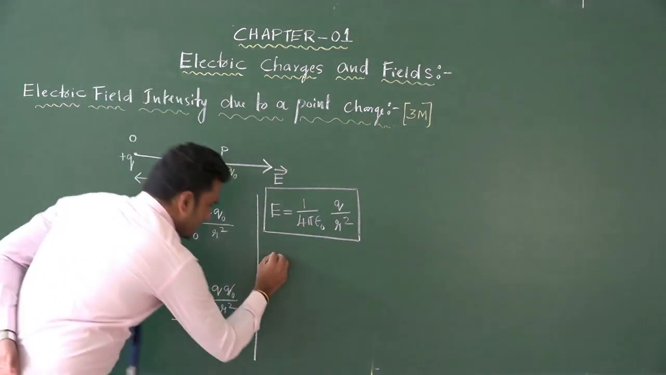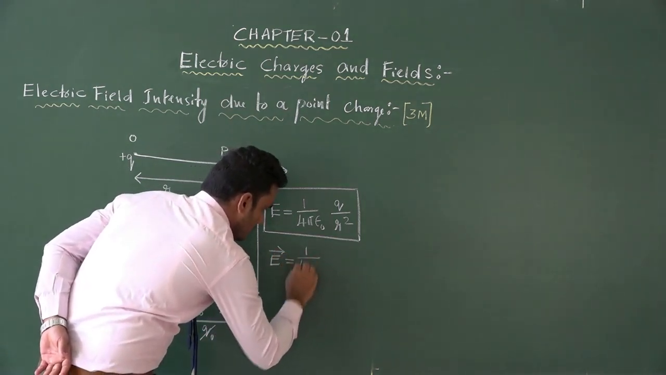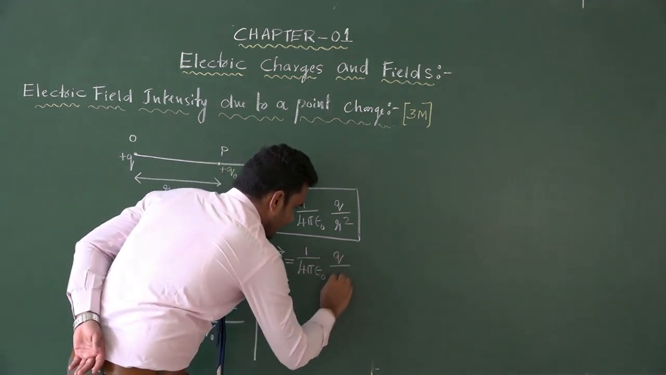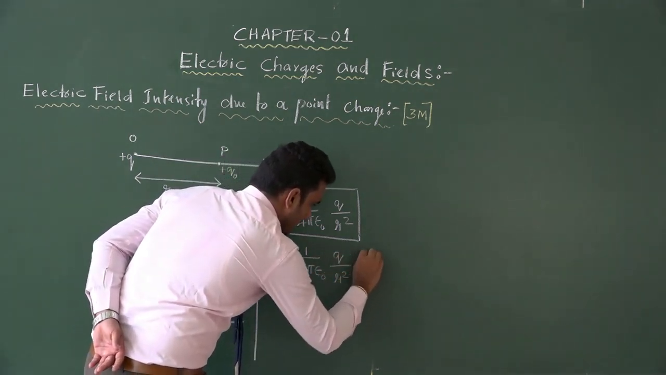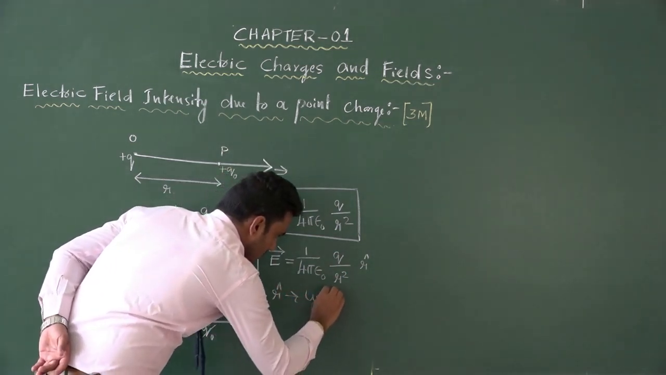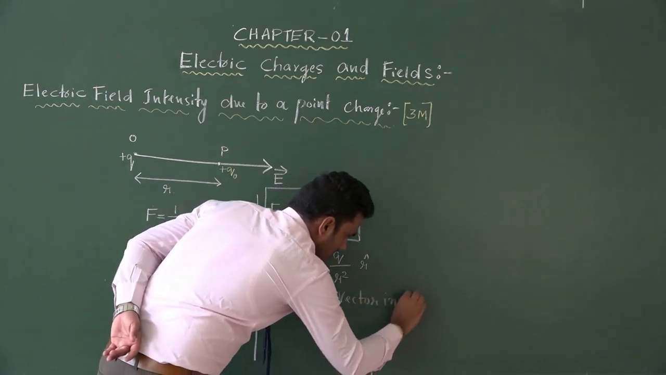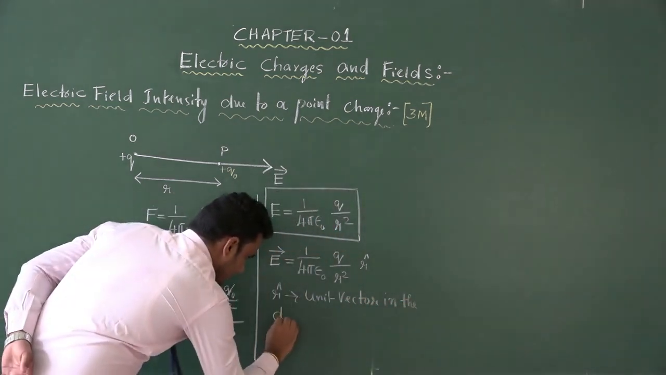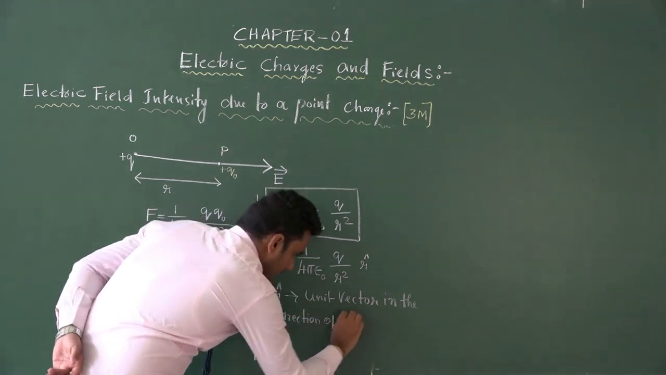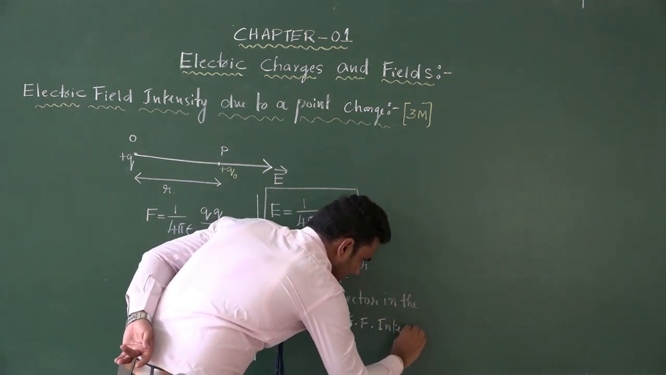We can express it in vector form. E vector is equal to 1 over 4 pi epsilon naught, Q divided by R square, R cap. R cap is the unit vector in the direction of electric field intensity.